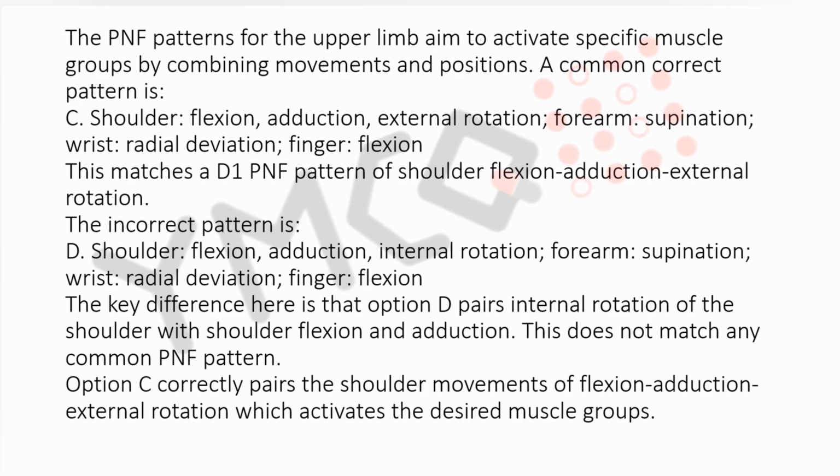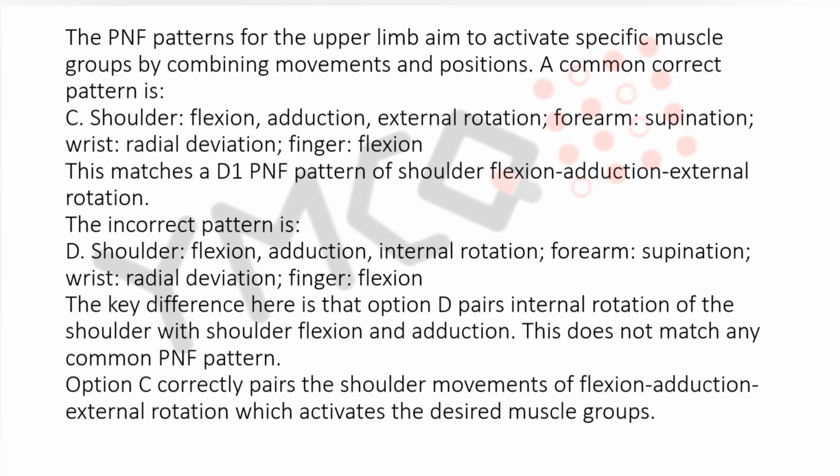Shoulder, flexion, adduction, external rotation, forearm, supination, wrist, radial deviation, finger, flexion. This matches the D1 PNF pattern of shoulder flexion, adduction, external rotation. The incorrect pattern is D. Shoulder, flexion, adduction, internal rotation, forearm, supination, wrist, radial deviation, finger, flexion.